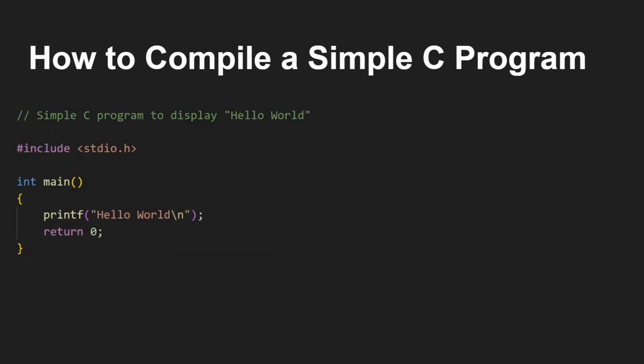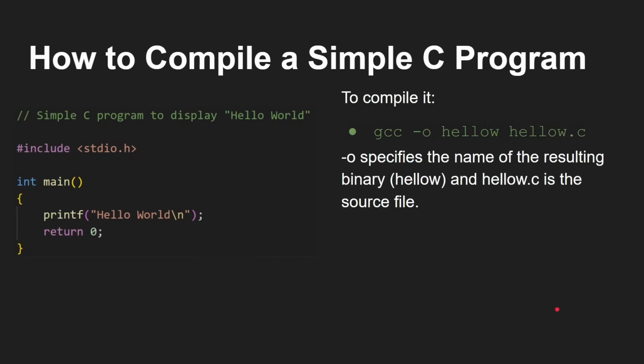Okay, so here is a simple C program. It just prints out Hello World. But how do you compile that? How do you convert the source code into a binary which you can run? Well, you use a compiler. In this case, we're using GCC. And so there's the command gcc -o hellow, that's the name of the binary. -o specifies the name of the resulting binary. And hellow.c, and that is this source file here.